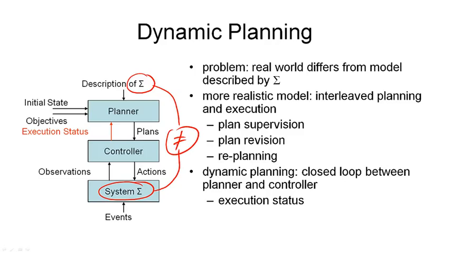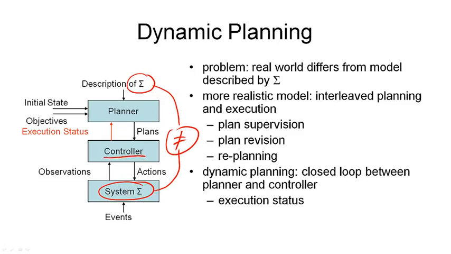A more realistic model is called dynamic planning, in which planning and execution are actually interleaved. What is different in this model is that the controller has to do something called plan supervision, and that means it has to detect when observations differ from expected results. So it expects the world to be in a certain state as a result of an action, but it can observe that it isn't. What it can do in this case is plan revision. That is, we take the existing plan and try to change it in some way to take into account the new state. This can be done by the controller for very simple cases, or has to be done by the planner for more complex cases.